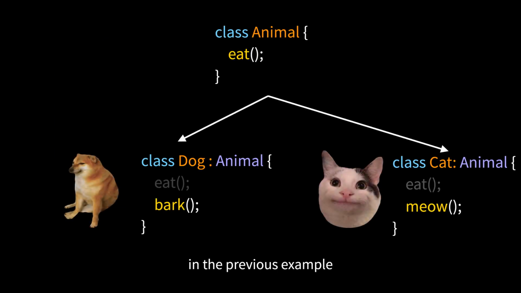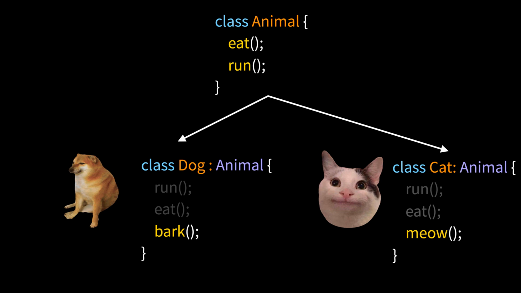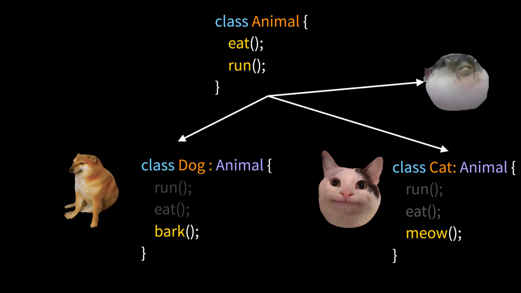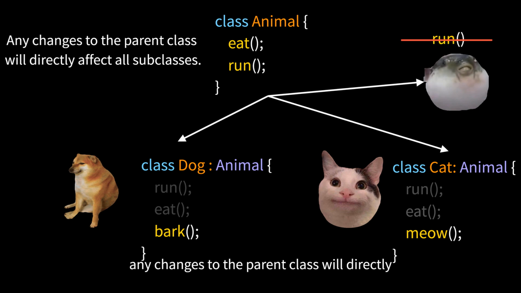For example, in the previous example, we add run to the parent class. Seems okay because both cats and dogs can run. However, after that, when we add the fish class as a subclass of animal, something goes wrong. Therefore, any change to the parent class will directly affect all subclasses, including subclasses added in the future. Therefore, any changes to the parent class are prone to errors and difficult to find when debugging.